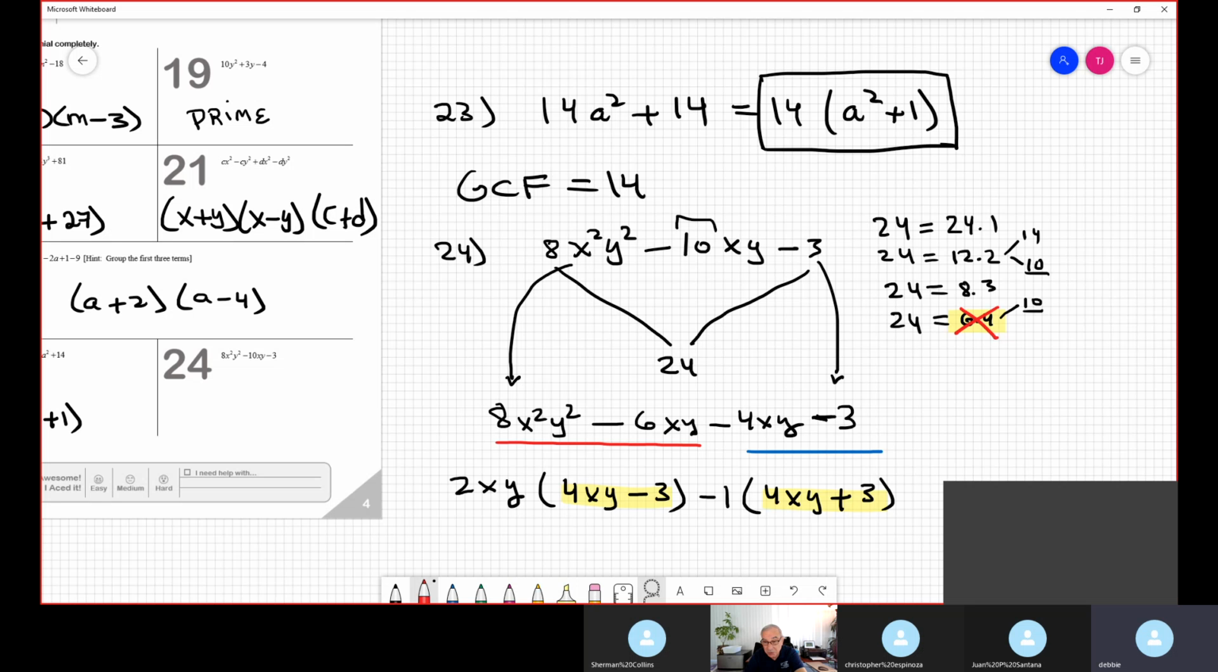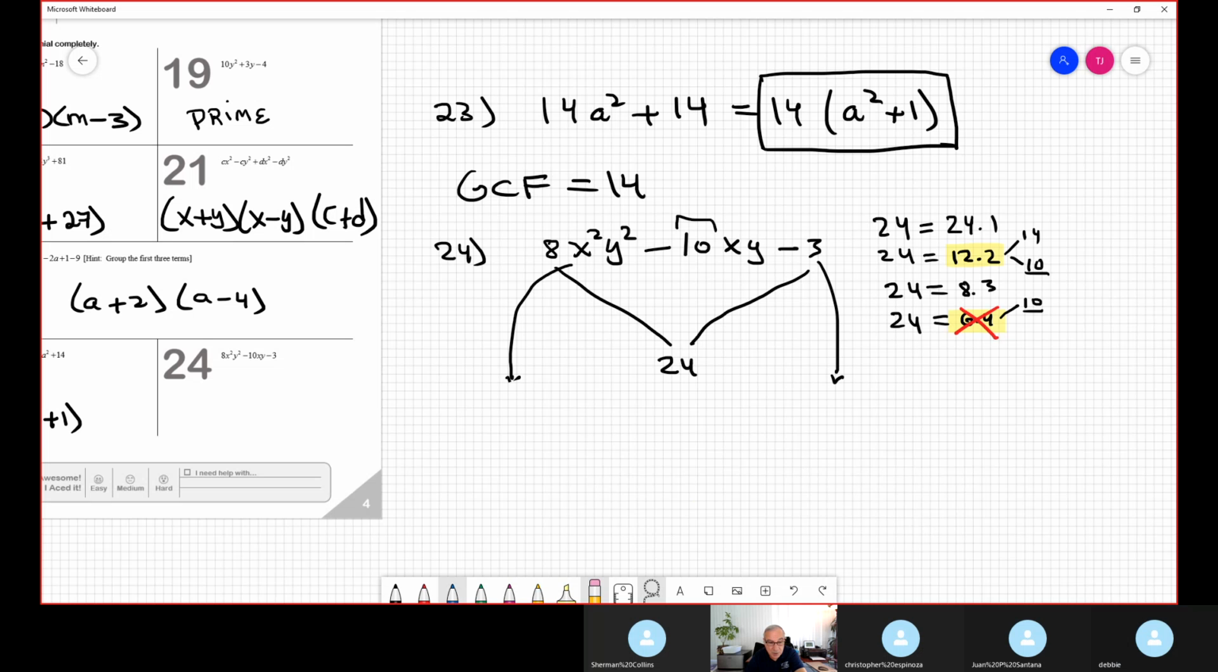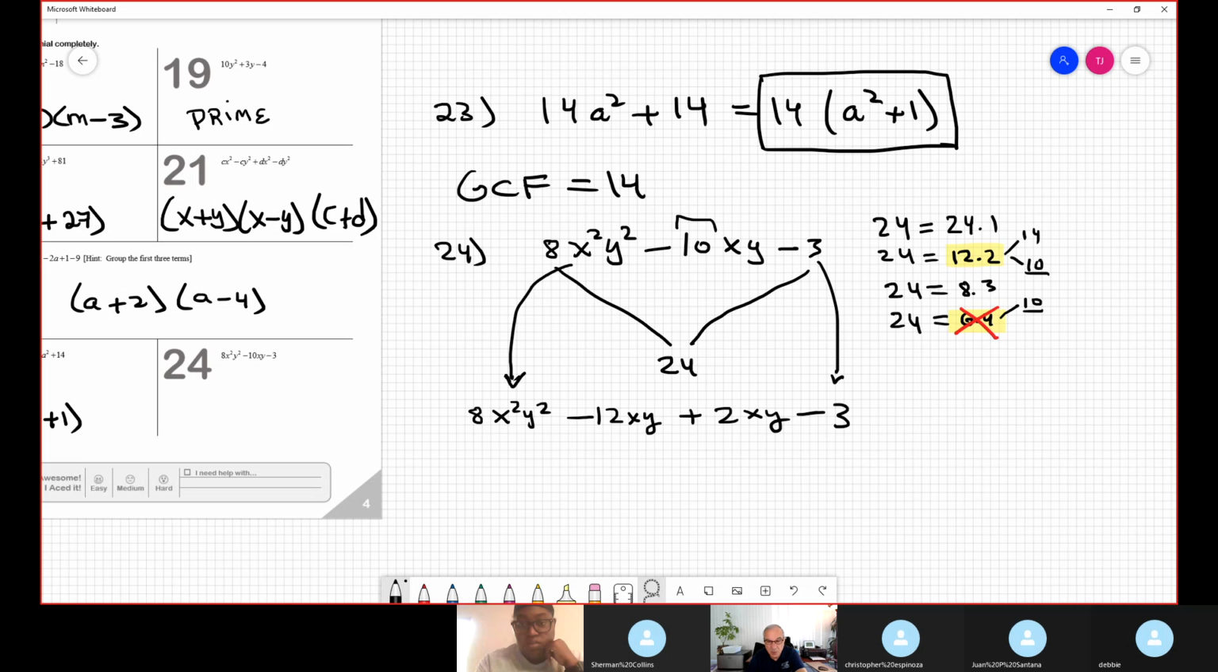Okay, then let's move on to the other one. What is the other? This one. 12 and 2. Let me erase that part, because that part doesn't work. So I bring down 8x squared y squared, bring down minus 3, and you separate into minus 12xy plus, because it's subtraction, 2xy. When you combine negative 12 and positive 2, we get negative 10, so no problem.